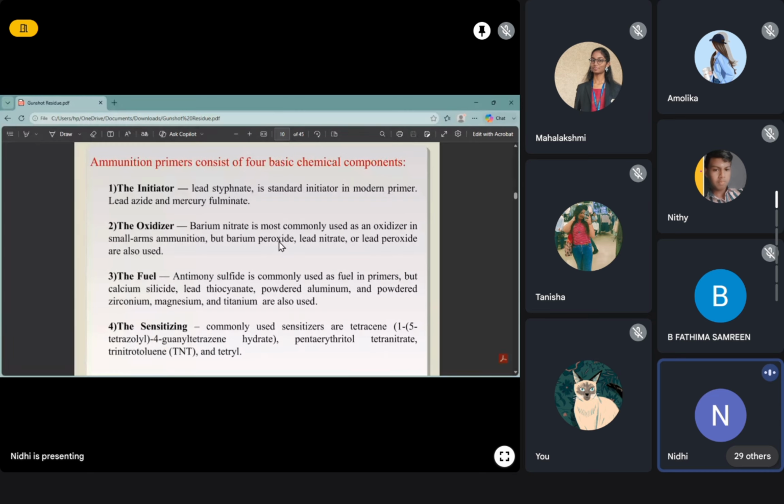Then the sensitizers. Commonly used sensitizers are tetrazine, 1,5-tetrazoliol, 4-guanyl tetrazine hydrate. We haven't heard these names till now. We have heard just about pentaerythritol tetranitrate and trinitrotoluene, TNT, and pentaerythritol. That's it. We haven't heard about this tetrazine till now. We haven't even seen this in exams. But this is important for you because UGC NET is changing day by day. So you will be able to solve it.